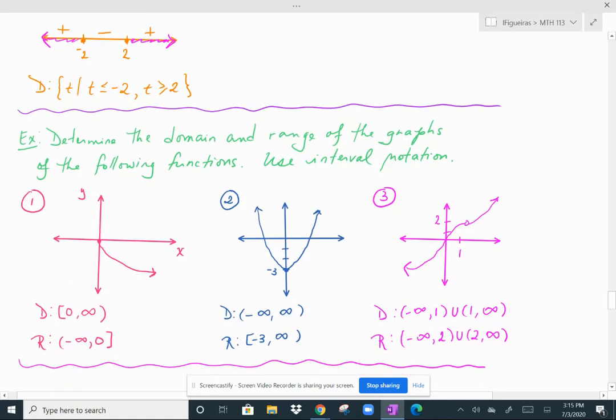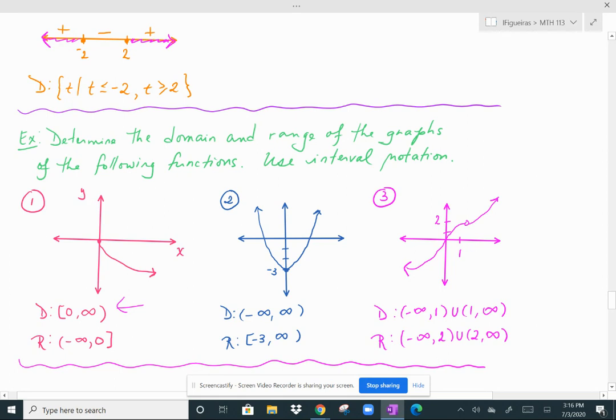So here, my domain, it looks like my x values start at 0, and then it moves to the right forever and ever. So your domain is from 0 to infinity, including 0, and the way I know that is because I have a solid point at the origin. But your range is different.